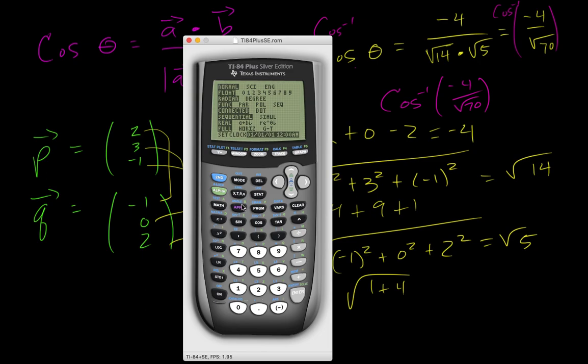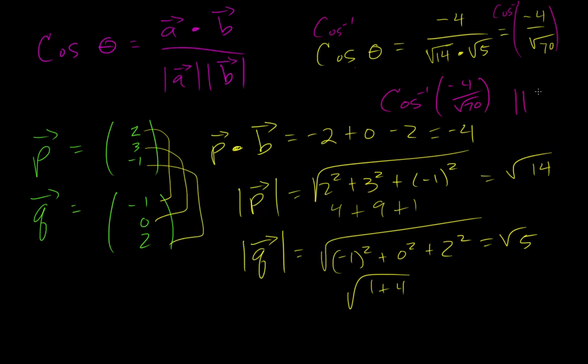I'm going to make sure we're in degrees. And so we go inverse cosine, negative 4 divided by square root 70, end our parentheses, and to 3 significant figures we get 119 degrees.